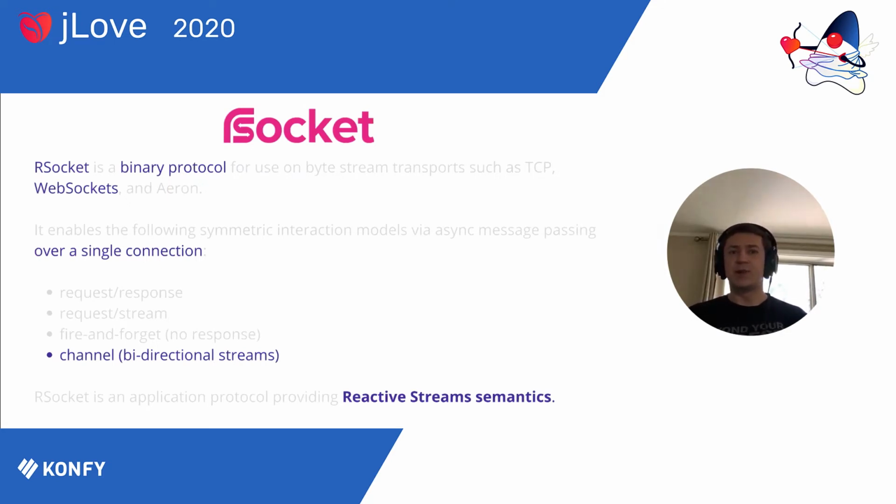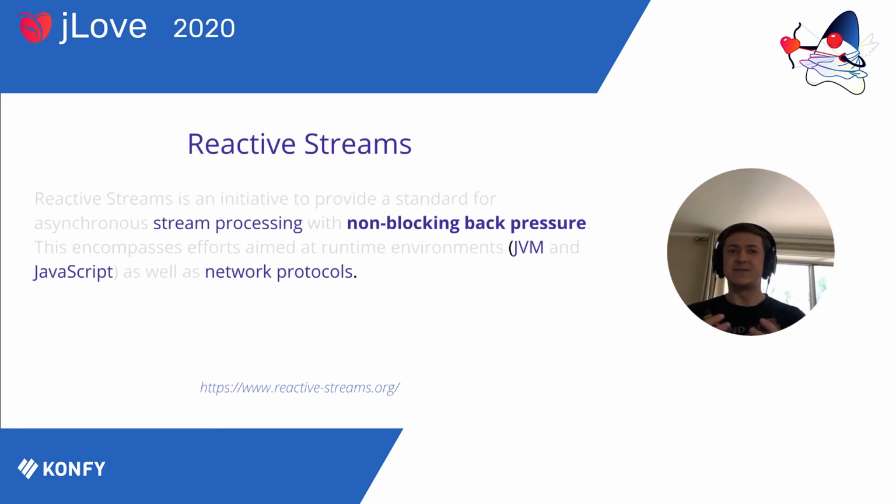RSocket provides a way to multiplex multiple streams over a single connection, and it provides a programming model based on channels. And the biggest difference between RSocket and any other protocol is that it provides us with reactive stream semantics over a network. What does it mean? So reactive streams is an initiative that defines how stream processing can be done across multiple runtimes. And the key part of this initiative is the standard for handling non-blocking backpressure across multiple streams. So let's take a look at what this means on a practical example.